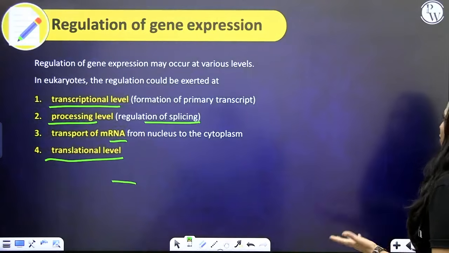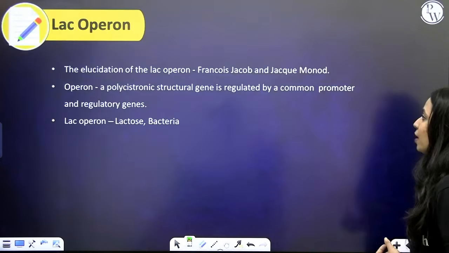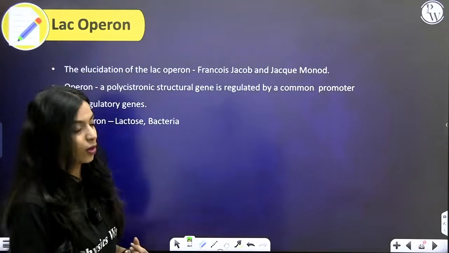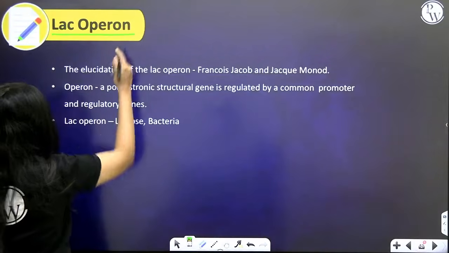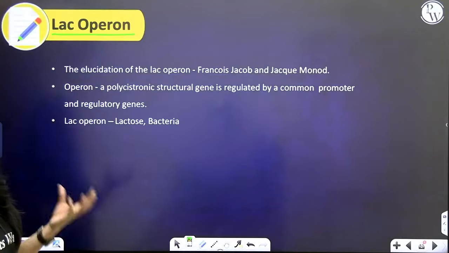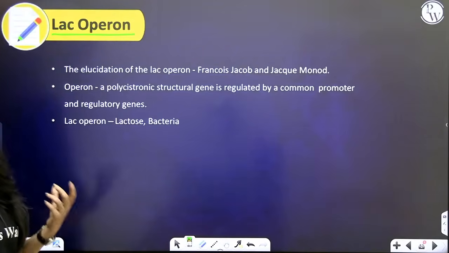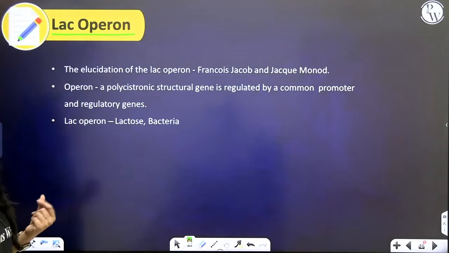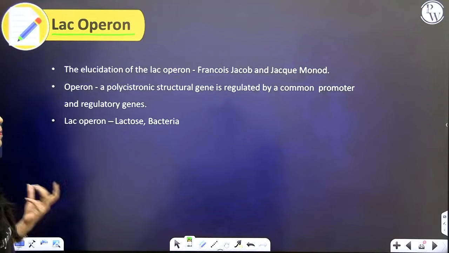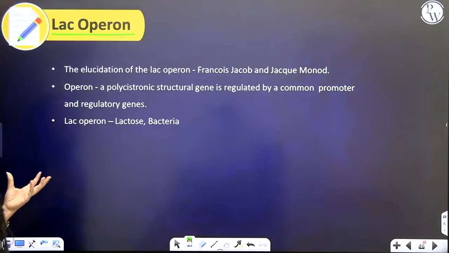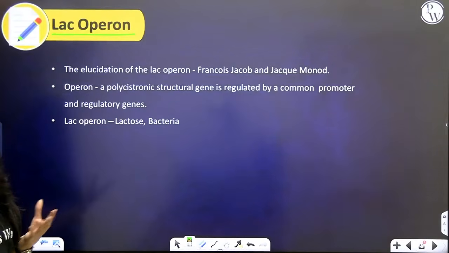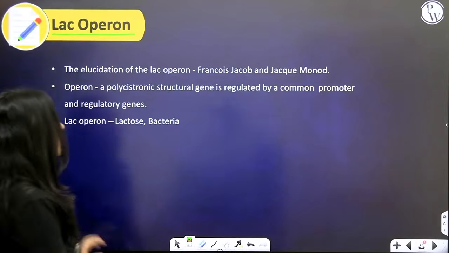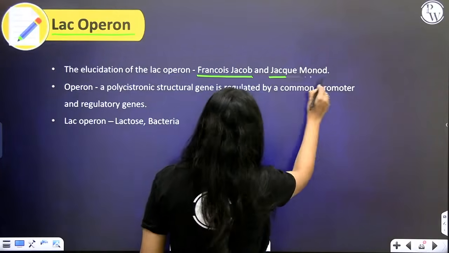Gene expression regulation in eukaryotes is a little complicated, but in prokaryotes it is easier to understand. For that, we have an example of the lac operon. Lac here is not money, lakhs of rupees. Lac here is short for lactose. Lactose is a disaccharide, a type of carbohydrate that you find in milk. So basically, this lac operon was studied in E. coli bacteria. I'll tell you what exactly this is. This was elucidated by two people, Jacob and Monod.